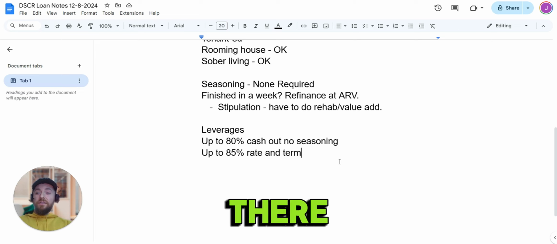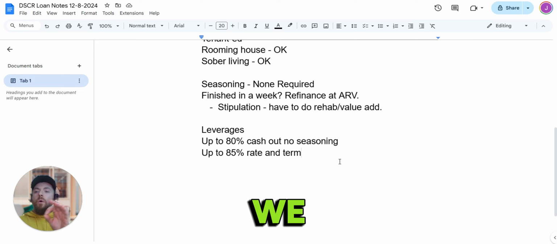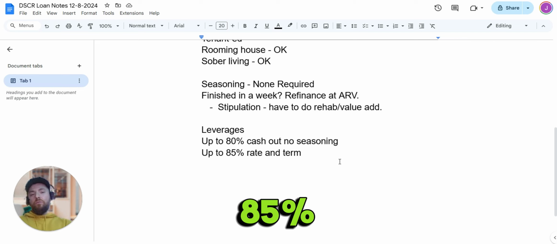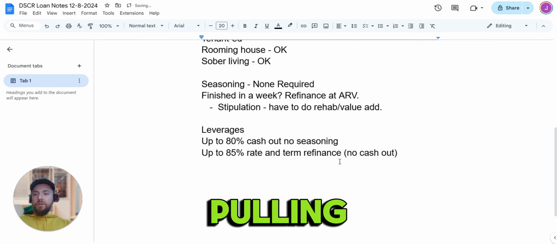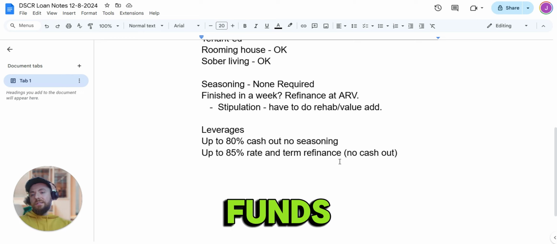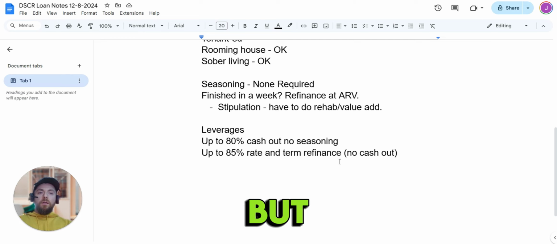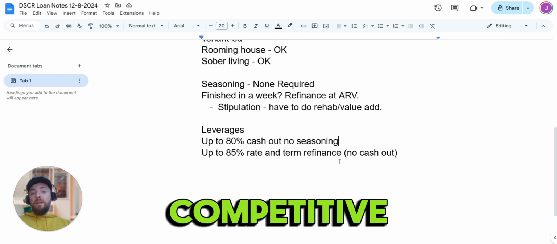If you're going with most lenders, they're at 75% LTV. They're going to make you bring that extra 10% to the table to pay off that first loan. We will go up to 85% rate and term refinance, which means you're not pulling cash out. I think the definition of that is net funds less than 2 or 3K. So those leverages are pretty competitive.